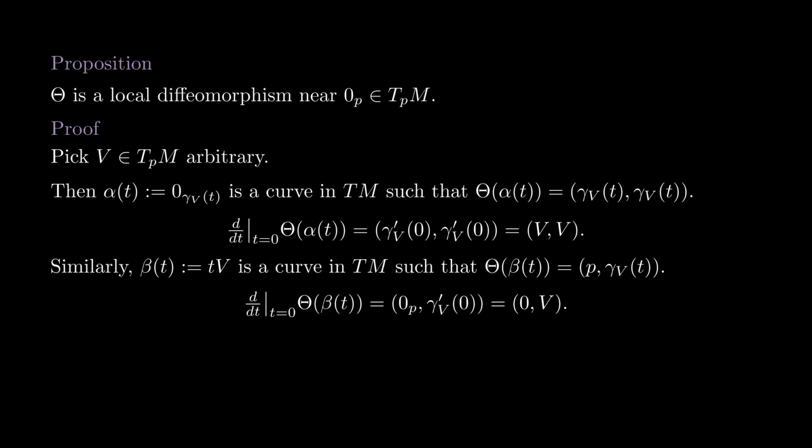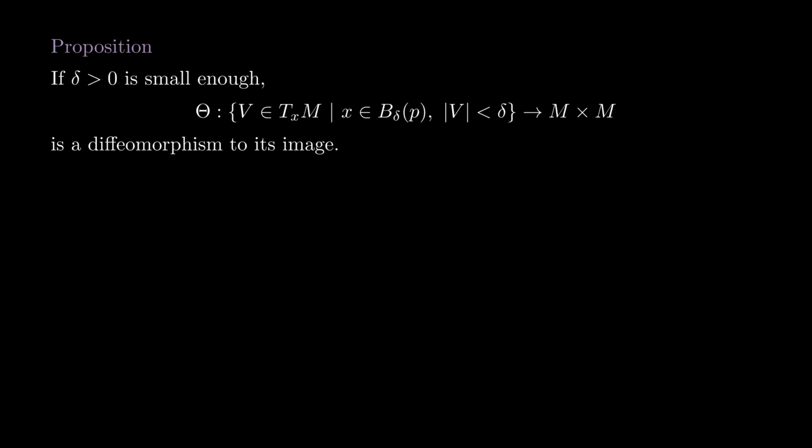What we have shown is that for any v, both the vectors v, v and 0, v are in the image of the differential of theta. Since all vectors in the codomain are linear combinations of vectors of this form, we can conclude that this differential is surjective, and by the inverse function theorem, the proposition is proved. This means that provided delta is small enough, theta restricted to the set of vectors of length less than delta based in the ball of radius delta around p is a diffeomorphism with its image.